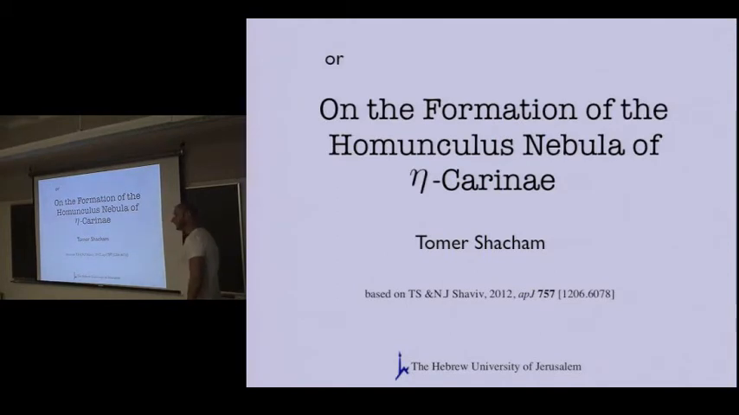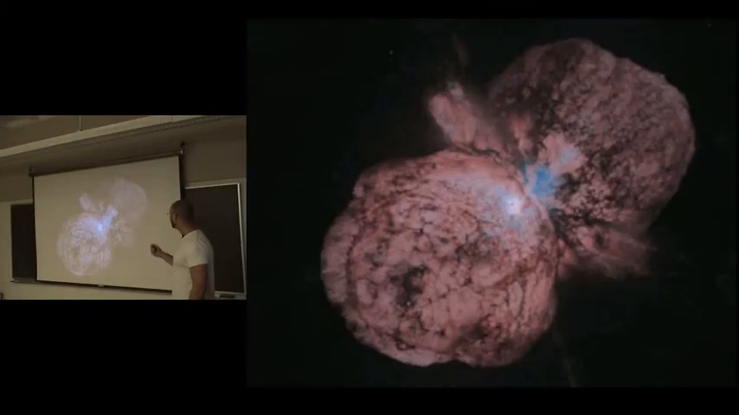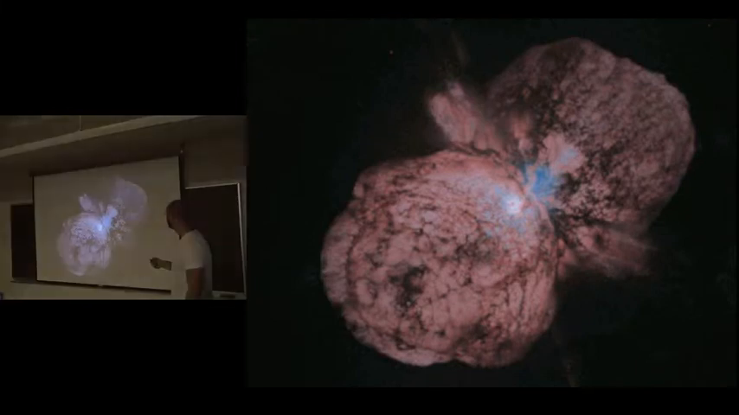the formation of the Homunculus Nebula and Skirt. This work was done with Shacham, who was also a postdoc here about 12 years ago. And this is the Homunculus Nebula of eta-Carinae. You can see this gray circle in the middle. And this project was originally thought of to explain the formation and the geometry of this Homunculus Nebula.